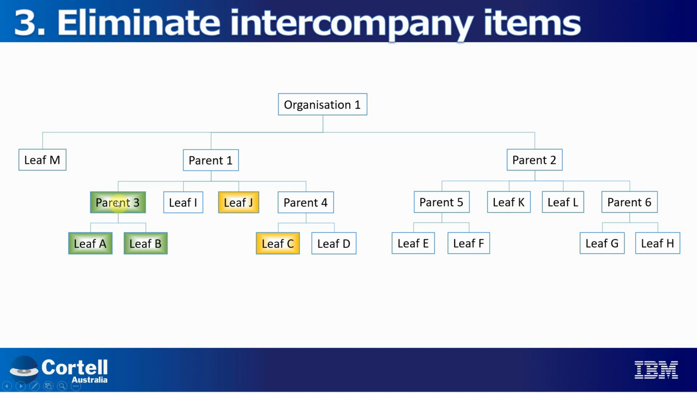C and J, if they're trading with each other, those eliminations will occur at parent 1, the first parent in common in the hierarchy. And Leaf M and Leaf H, any of their intercompany items will be eliminated at the top of the structure. But notice we're not eliminating all intercompany items at the top, we're doing it at the first parent in the structure. So we need to be able to identify where each intercompany item is going to be eliminated.